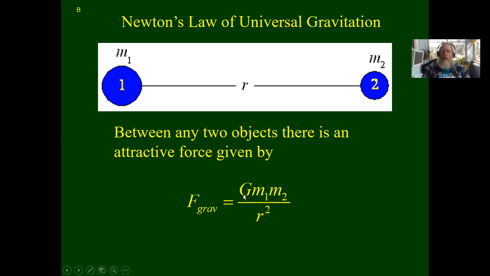The capital G we call the universal gravitational constant. It's a fundamental constant of nature, basically describing how strong the gravitational force is, times the product of the masses divided by the distance between them squared. And it's because of that r squared in the denominator that we refer to gravity as an inverse square law, which means the further apart things are, the weaker the gravitational force. So you double the distance, it decreases by a factor of 4, triple it, decreases by a factor of 9, and so forth.